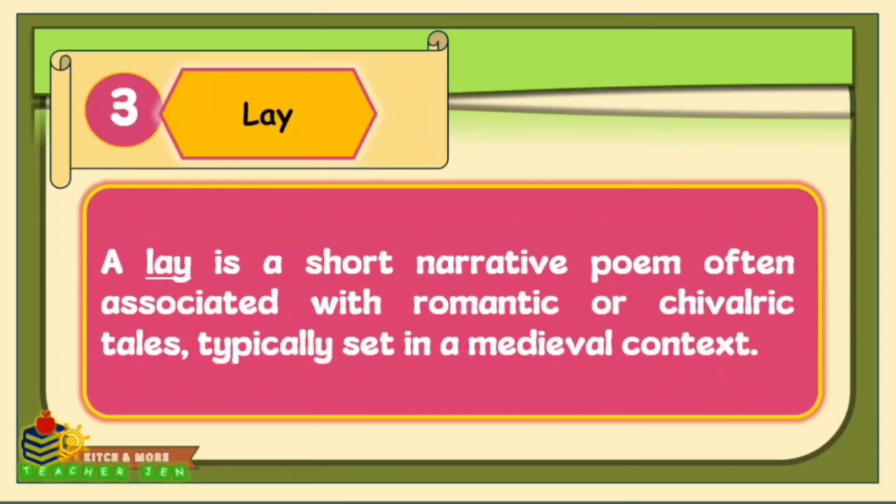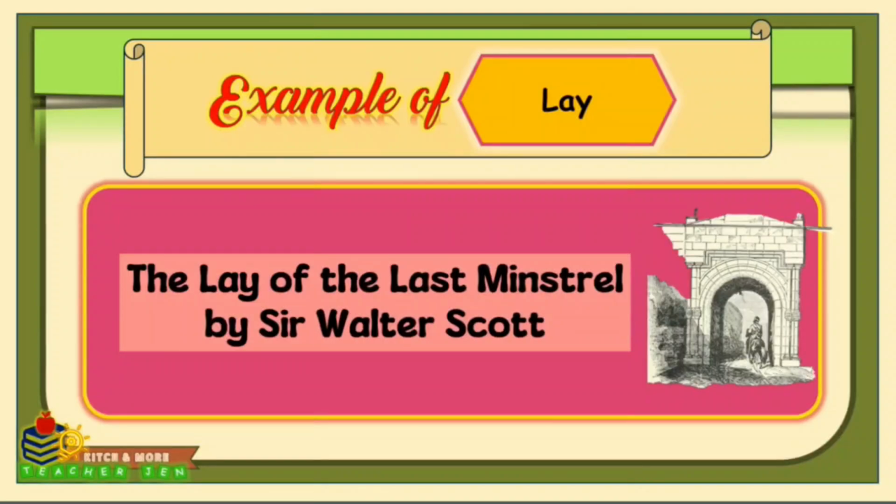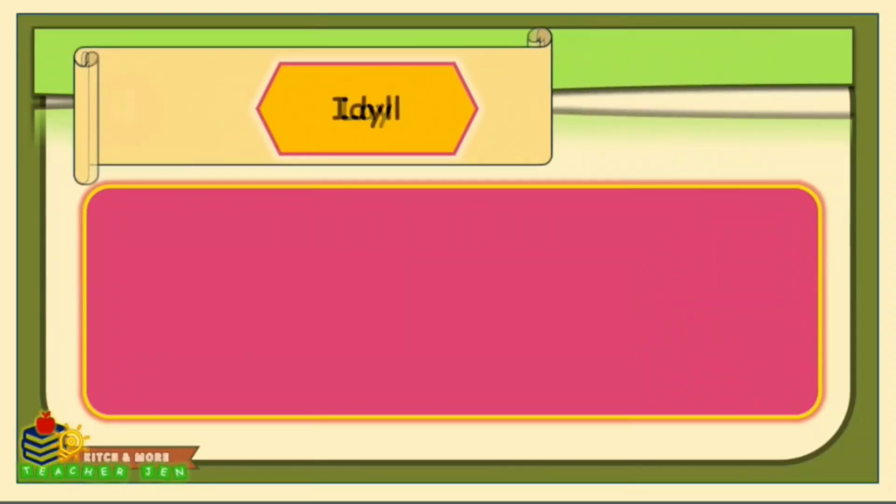Next is a lay. A lay is a short narrative poem often associated with romantic or chivalric tales, typically set in a medieval context. The subject matter usually includes adventures, romance, and chivalric news. For example, The Lay of the Last Minstrel by Sir Walter Scott. The lay tells the story of romantic and heroic adventures set in a medieval landscape, complete with knights, ladies, and magical elements.